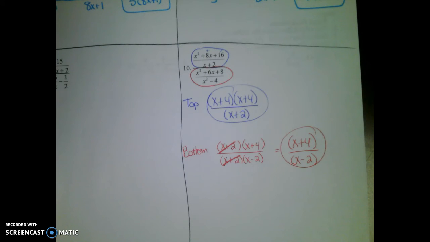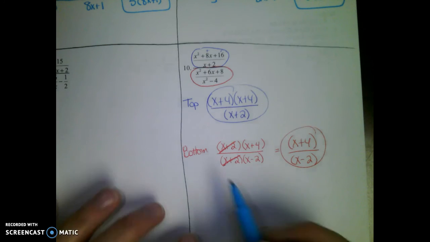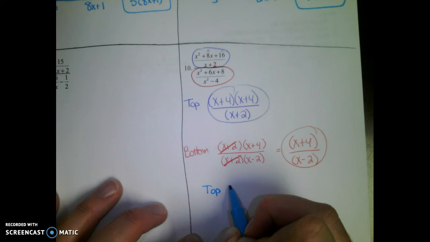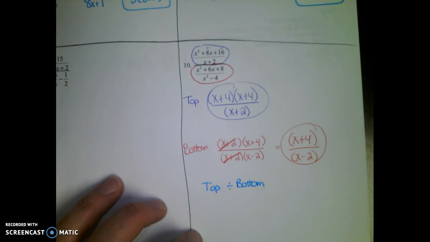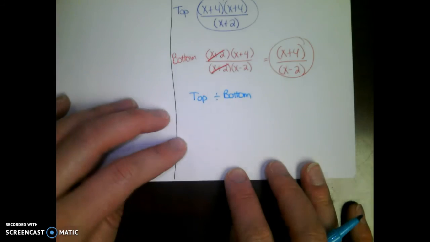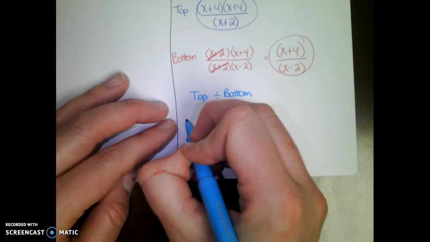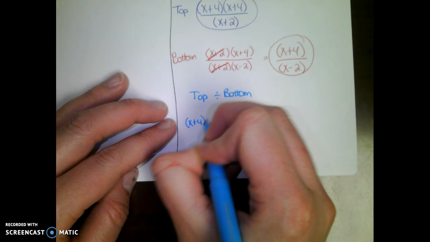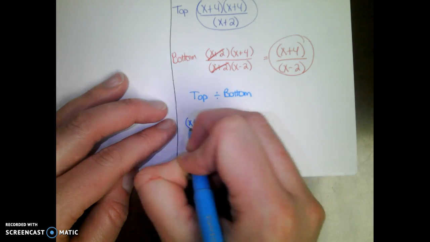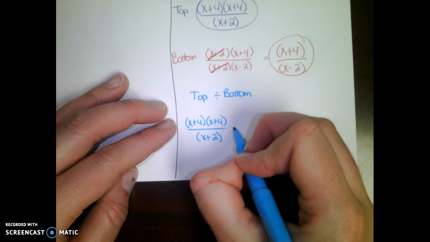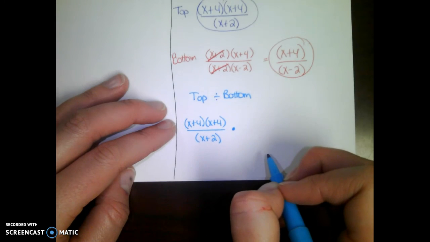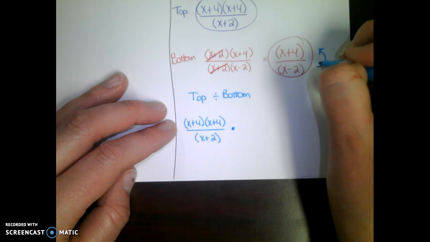The last step with complex fractions is to do the division part. The division is the top divided by the bottom. But we don't divide with fractions. Instead, we multiply by the reciprocal. So we leave the top the same. Instead of dividing, we multiply by the reciprocal, which means flip the bottom.